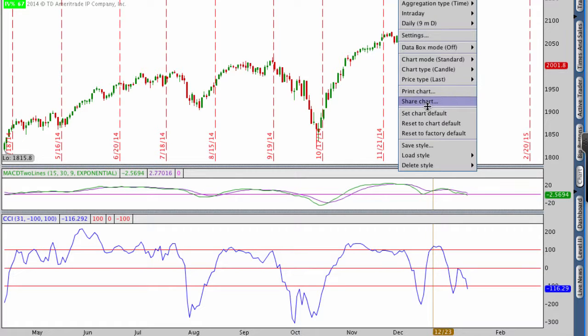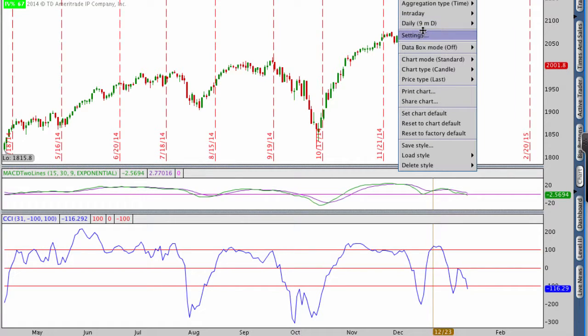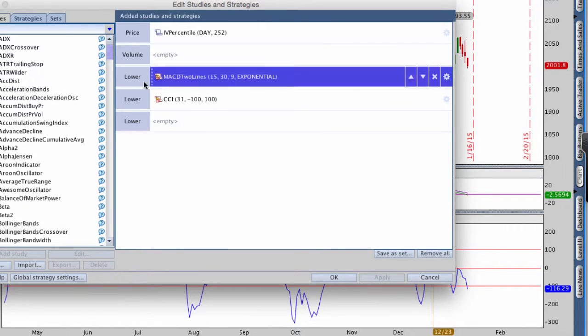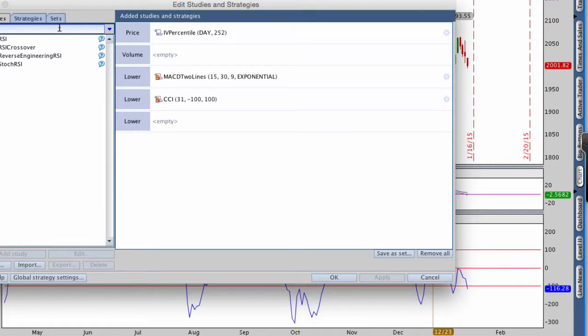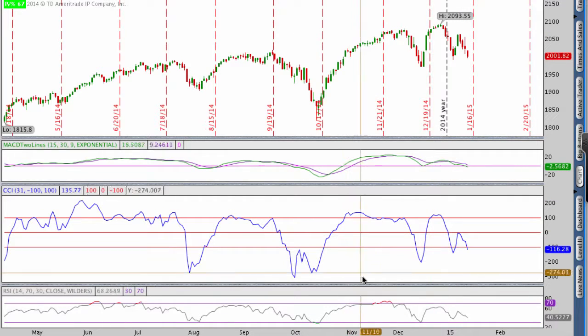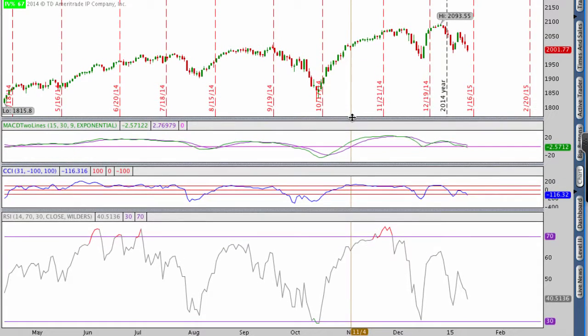All right, let's add one more to the charts here. So let's go to the settings, go to studies, and we're going to go to edit studies, and we're going to add RSI right to the chart. So we can just leave RSI exactly as it is. And now we have RSI down below. I'm just going to try to minimize these two here so you can see RSI down below.